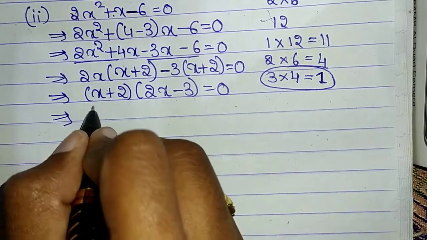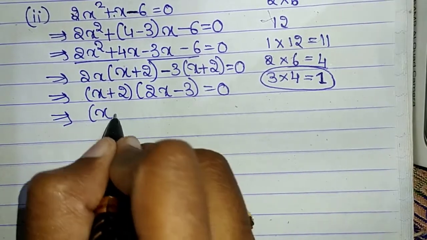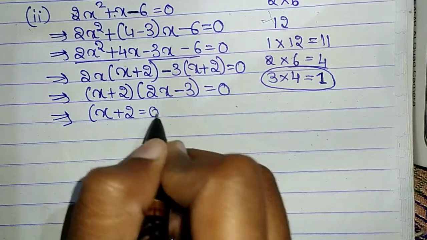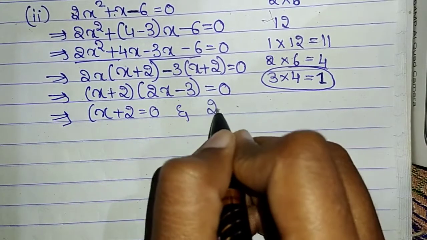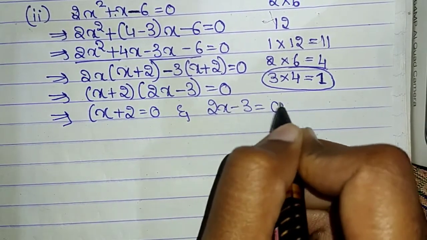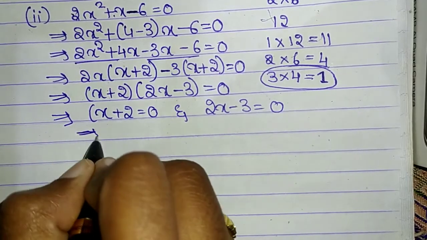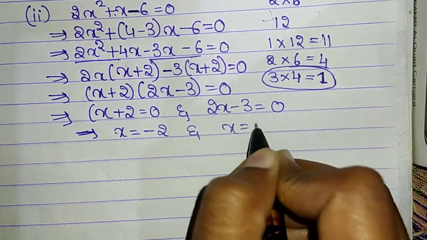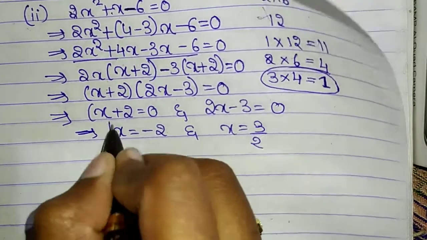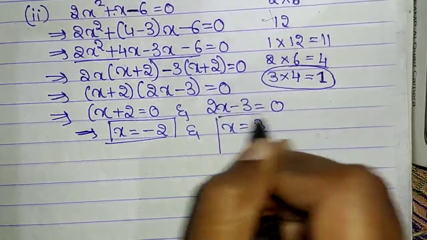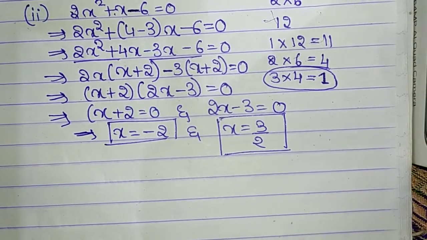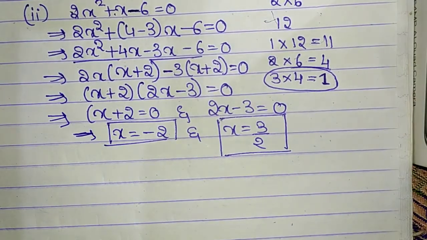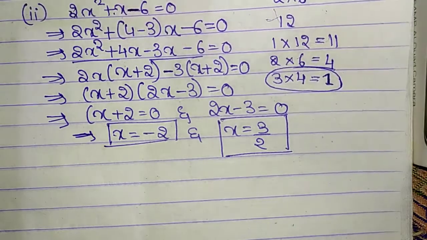So this implies equating both factors to 0, x plus 2 is equal to 0 and 2x minus 3 is equal to 0. So this implies x equal to minus 2 and x is equal to 3 by 2. These are our required solutions to the given equation 2x square plus x minus 6 is equal to 0.